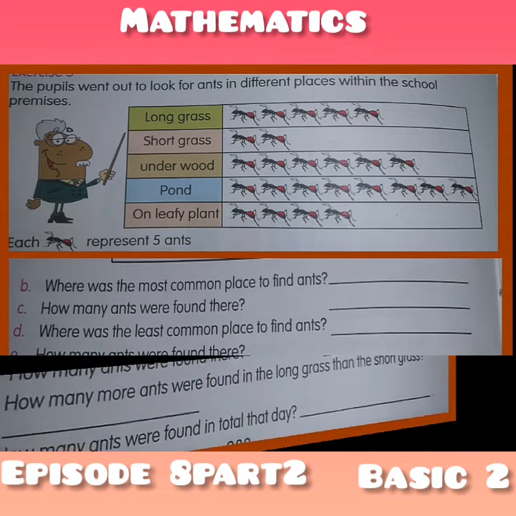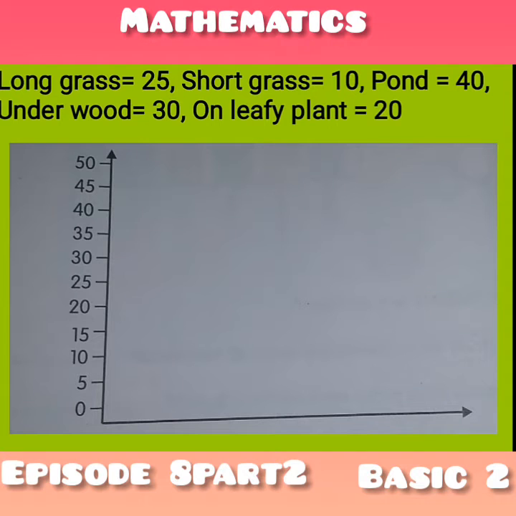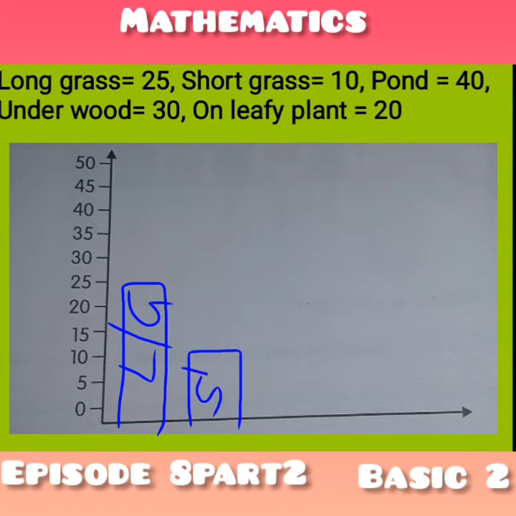Amazing. We will use this information to plot a graph. For the long grass, we had 25 ants all together. So from the origin, this was for the long grass. The short grass, we had 10 ants. SH for the short. We use SG for the short grass.